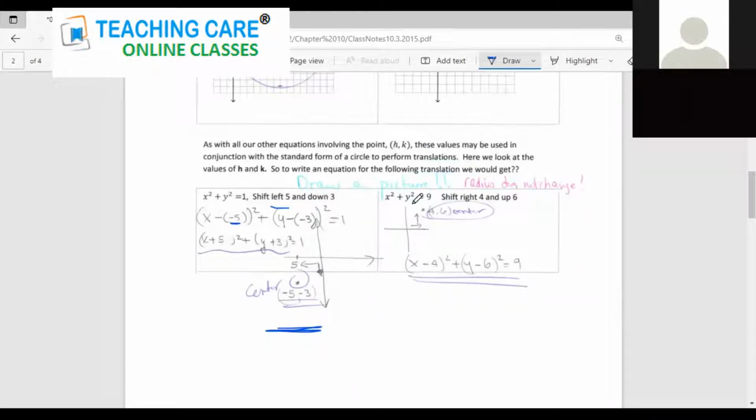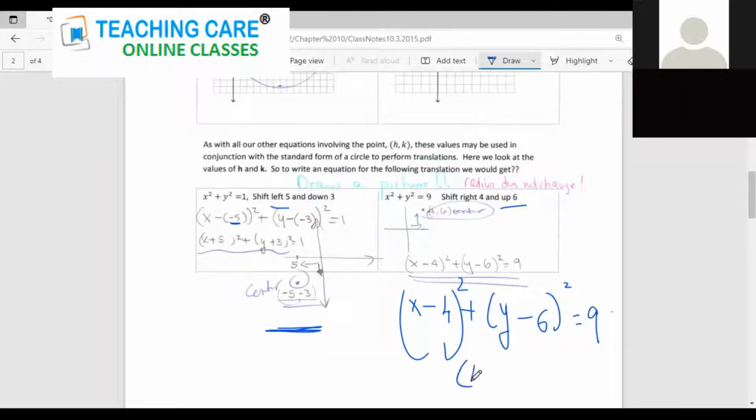Now for this one, I can see shift right 4. Shift right 4 means x minus h, where h is 4. Right-hand side, so I'm not putting a negative sign inside; plus, the whole square will be there. y minus k: k is up by 6. If it is down, you will have a negative 6. Now it is up, so from this you can conclude that h is equal to 4 and k is equal to 6.